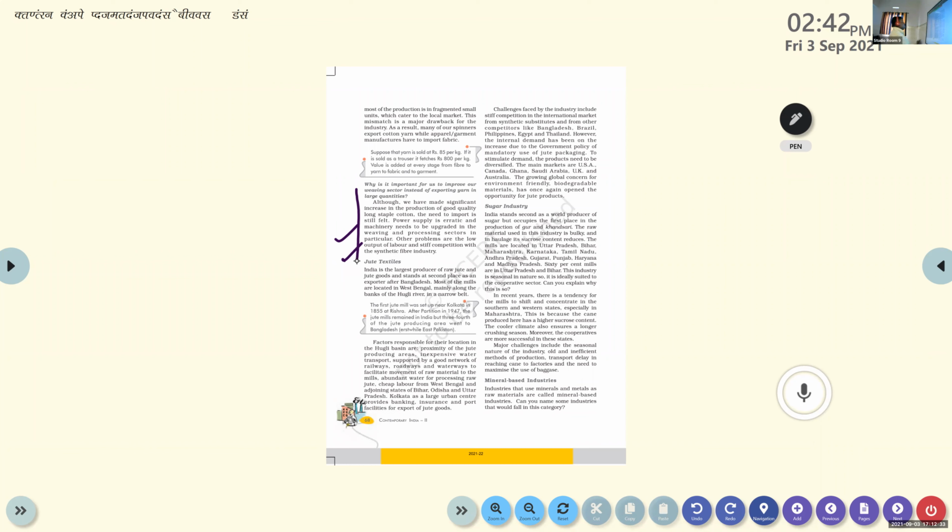The basic problems faced by the cotton textile industry in India: erratic power supply, all the machines should be upgraded, the productivity of the labor is low, and competition with the synthetic fiber.